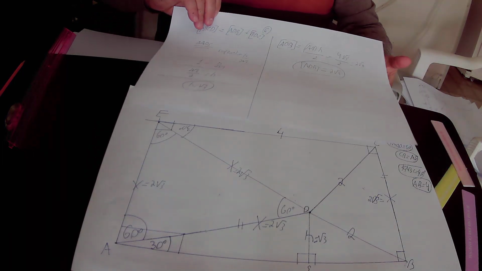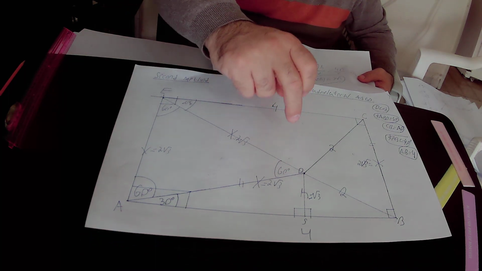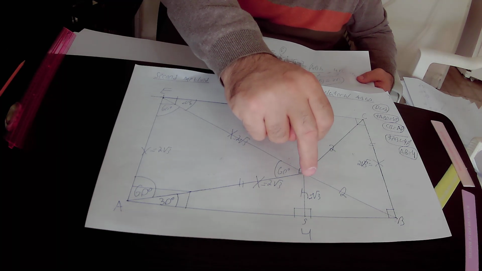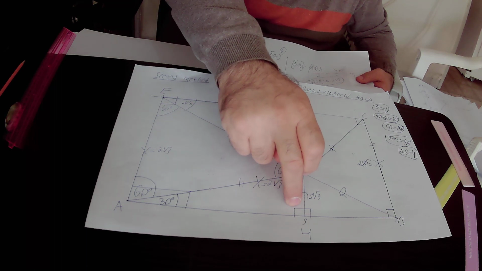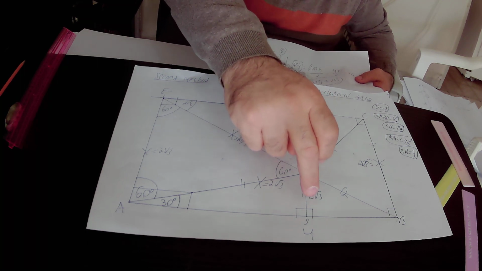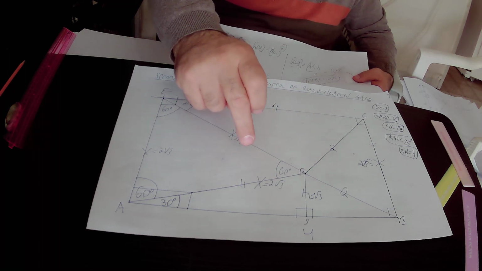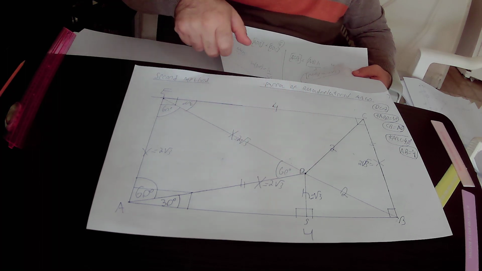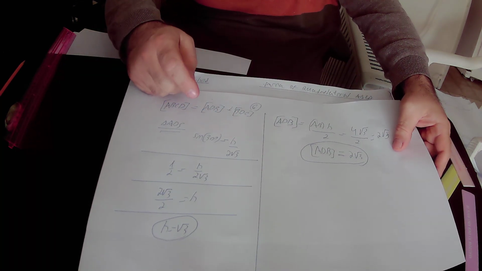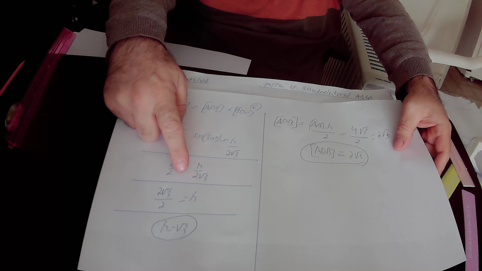Here, in order to find the area of triangle ADB, we will calculate the height. We draw a perpendicular from point D to AB, so this angle equals 90 degrees. We define the touching point between the perpendicular from D to AB as point S. In triangle ADS, sin 30 degrees equals edge over x, where x is 2 times square root of 3. Sin 30 degrees equals 1 over 2. So 1 over 2 equals edge over 2 times square root of 3.